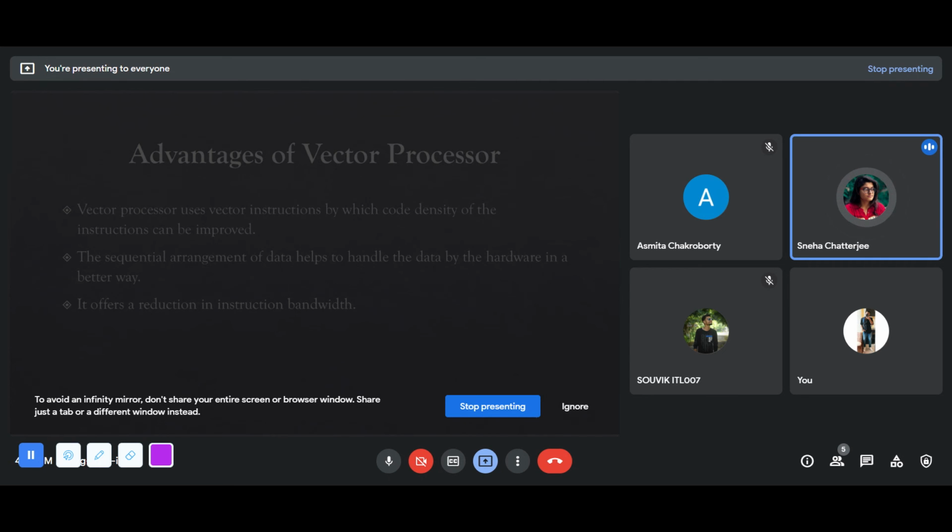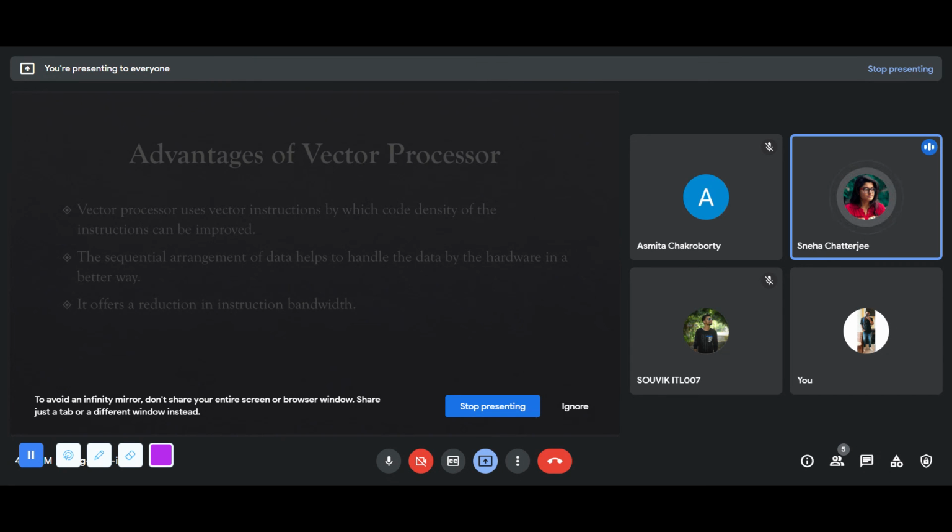Moving on to the next slide. The advantages of vector processor. Vector processor uses vector instructions by which code density of the instruction can be improved. A sequential arrangement of data helps to handle the data by the hardware in a better way. It offers a reduction in instruction bandwidth.